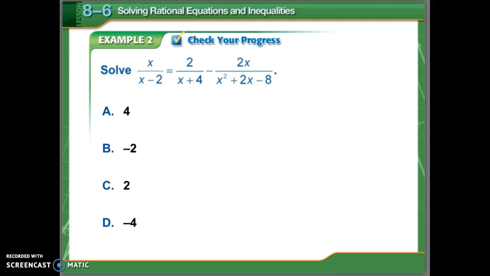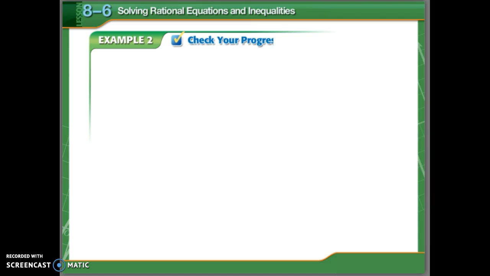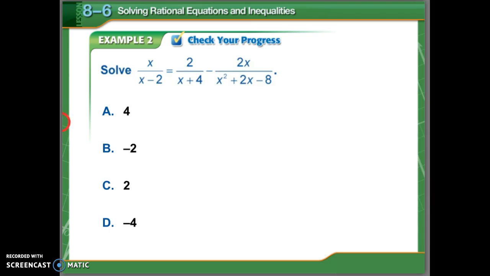Okay, check your progress problem. We have x over x minus 2 equals 2 over x plus 4 minus 2x over x squared plus 2x minus 8. So work through the problem, pause the video, have your answer, go on to the next screen. Okay, you should have found the answer is b, negative 2, for this problem.